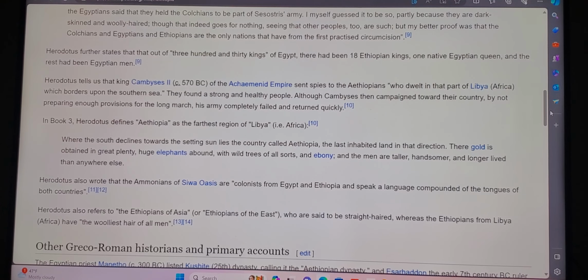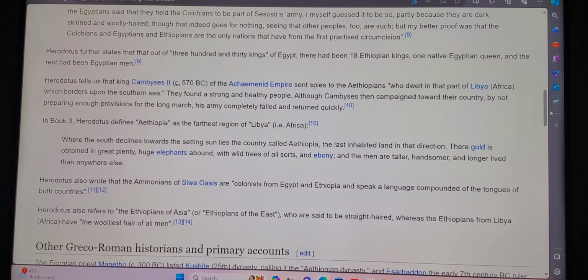In Book 3, Herodotus defines Ethiopia as the farthest region of Libya, i.e. Africa. Where the south declines towards the setting sun lies the country called Ethiopia, the last inhabited land in that direction. There gold is obtained in great plenty. Huge elephants abound, with wild trees of all sorts and ebony, and the men are taller, handsomer, and longer-lived than anywhere else.